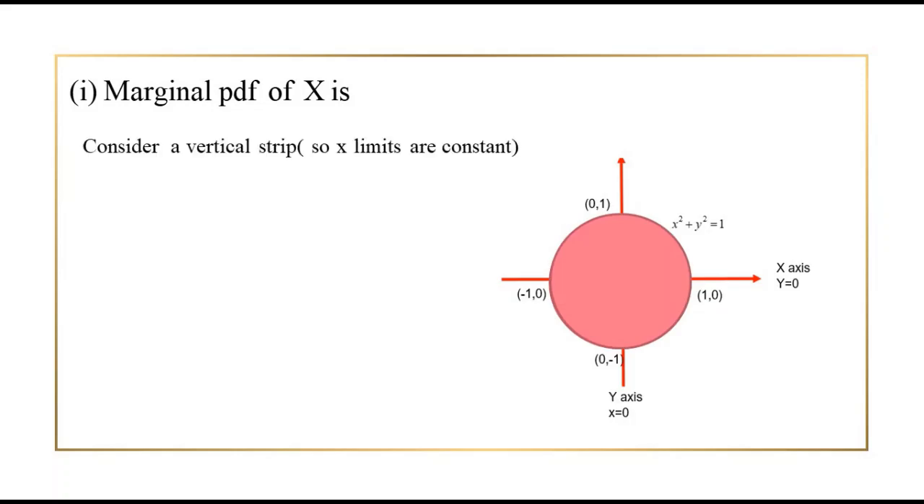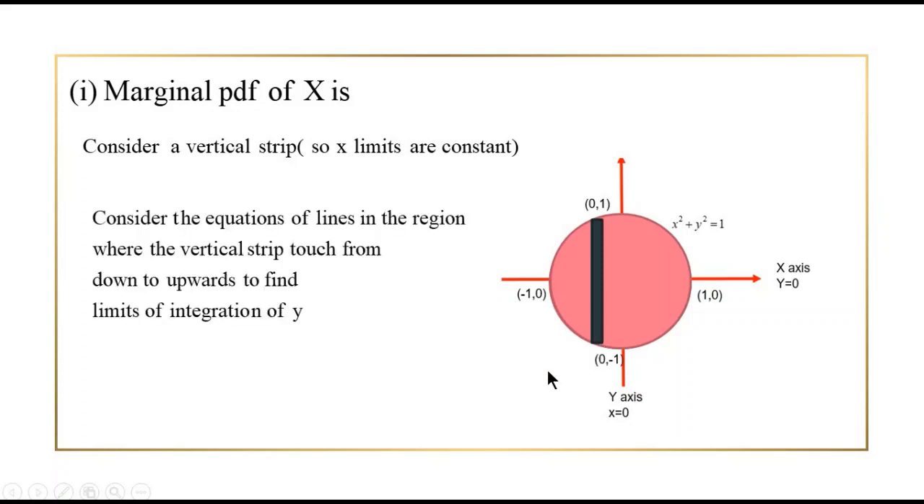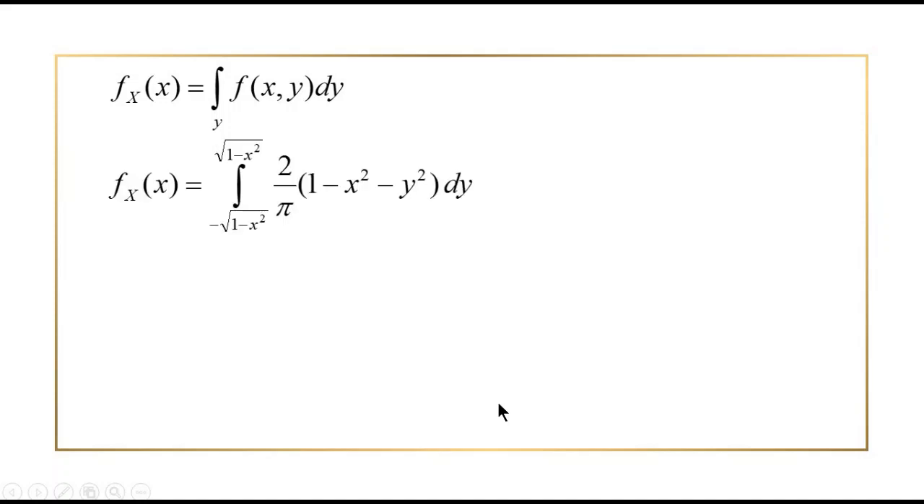Since we have the base region, we are going to compute the marginal PDF by drawing a vertical strip for finding the marginal PDF of x. Now to find the limits of y, the bottom part of this vertical strip touches where y is negative, and on the topmost part y is positive. Therefore, from this equation y square is 1 minus x square and y is plus or minus root of 1 minus x square. From the bottom part y is negative, therefore the limits of y will be from minus root of 1 minus x square to root of 1 minus x square. Now integrate our joint PDF with respect to y using these limits.